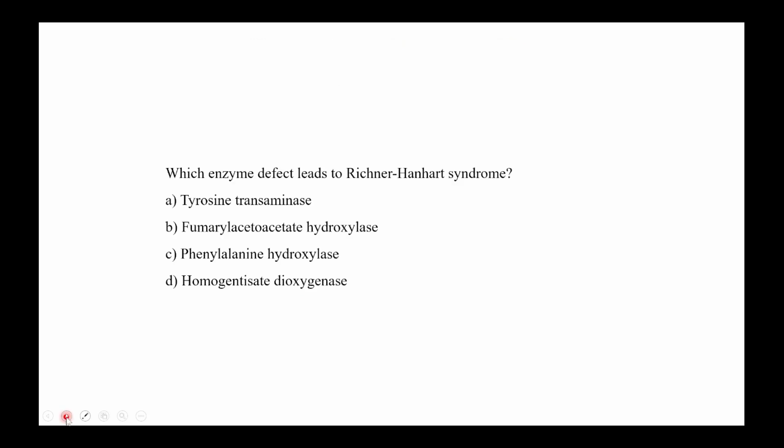Okay, then I'll move on to the next question. Which enzyme defect leads to Rickner-Hanhart syndrome? Option A, tyrosine transaminase. Option B, fumarate acetoacetate hydroxylase. Option C, phenylalanine hydroxylase. Option D, homogentisate dioxygenase.